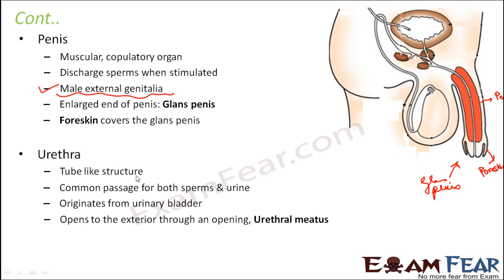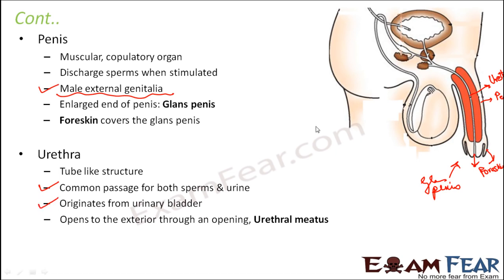Urethra is a tube-like structure which is a common passage for sperms and urine. So if you see, urethra is this passage, and it is common for both sperms and urine. When a person wants to urinate, the urine will come out through urethra. When a person wants to secrete sperms, the sperms will also come through this path. So urethra is a common passage for both sperms and urine.